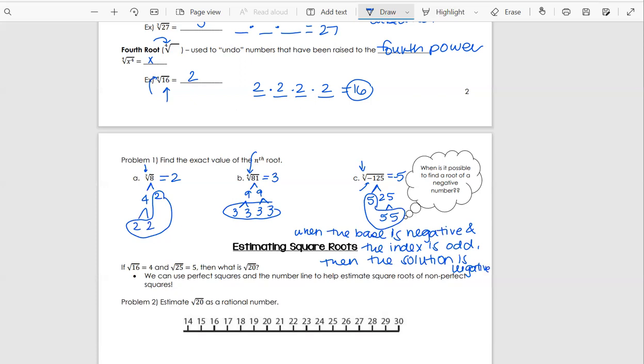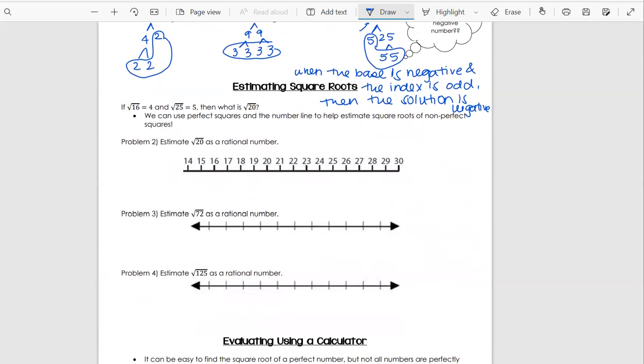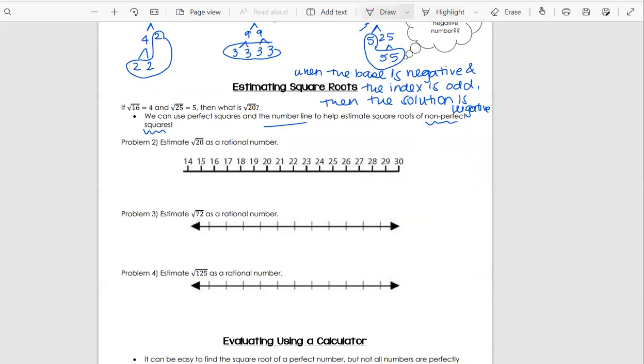Okay, good job, guys. One last thing we're going to talk about in this video is estimating square roots. So if we know we've got perfect squares, so for example, square root of 16 is 4, square root of 25 is 5, well then what is the square root of 20, right? We know our perfect squares, but we can use a number line to help us estimate the square root of non-perfect squares.